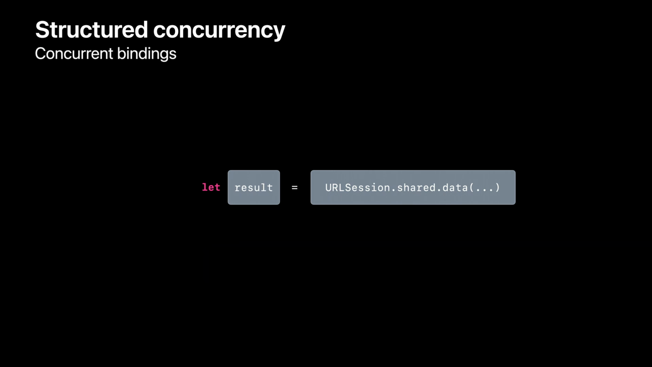Since the download could take a while, you want the program to start downloading the data and keep doing other work until the data is actually needed. To achieve this, you can just add the word async in front of an existing let binding. This turns it into a concurrent binding called an async let. The evaluation of a concurrent binding is quite different from a sequential one, so let's learn how it works.